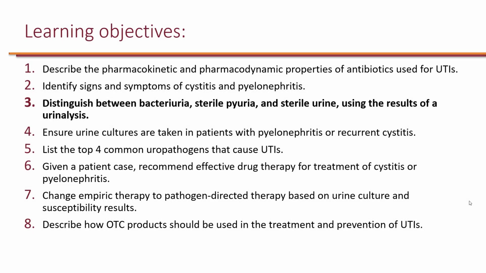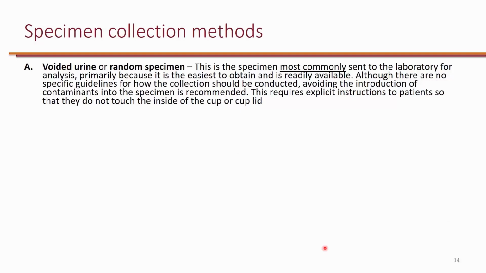We identified signs and symptoms of cystitis and pyelonephritis. Now the next learning objective is to distinguish between bacteriuria, sterile pyuria, and sterile urine using the results of a urinalysis or a UA. Now here are some definitions of different types of collection techniques for the urine specimen, and this slide is just for your information.